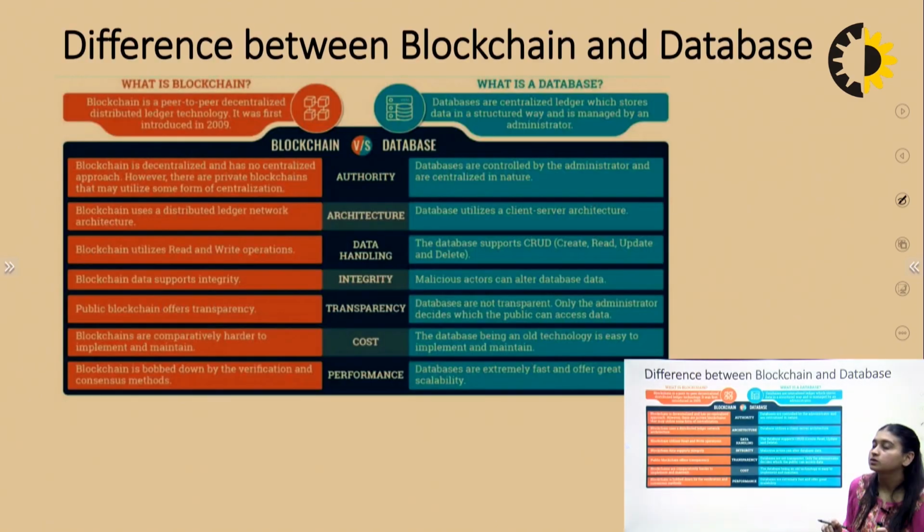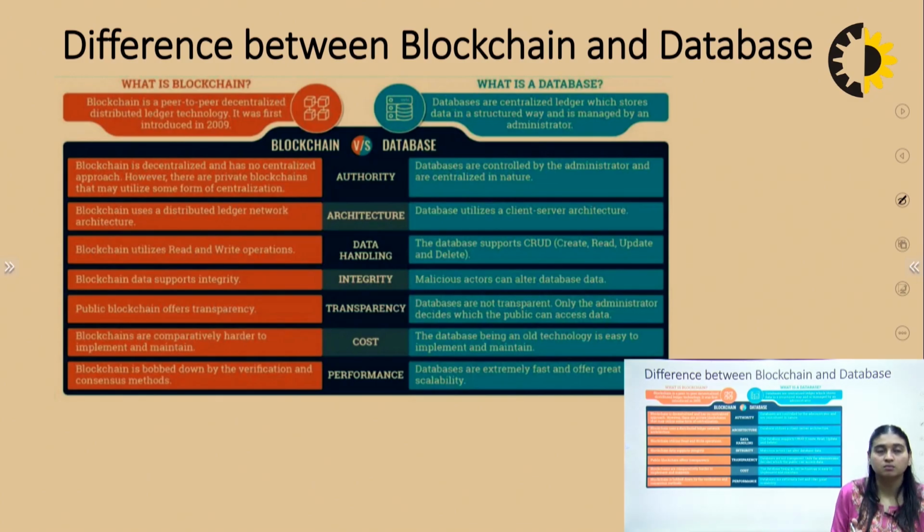Okay. So the third topic is the difference between blockchain and database. We are done with the important techniques behind blockchain. The second topic was the challenges. We have discussed all the challenges which are involved in blockchain technology. And the third topic is the difference between blockchain and databases.